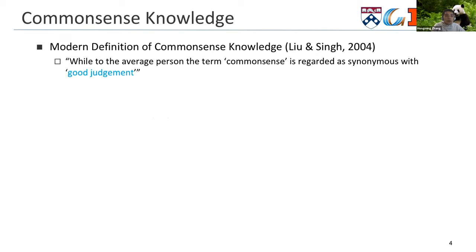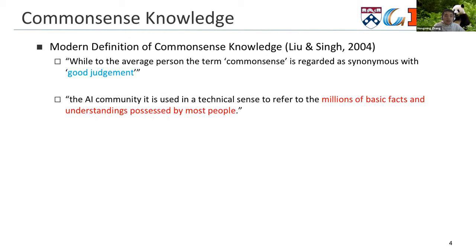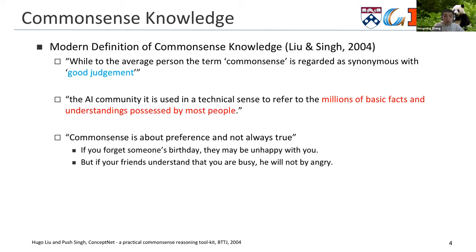Okay, so common sense. For ordinary people, common sense basically means good judgment about the world around us. But in the AI community, it is used as a technical term referring to millions of basic facts and understandings possessed by most people. A unique property of common sense is that it is a kind of preference, and it is not always true. For example, if you forget someone's birthday, they may be unhappy with you. But if your friends understand that you are busy these days, they will not be angry.